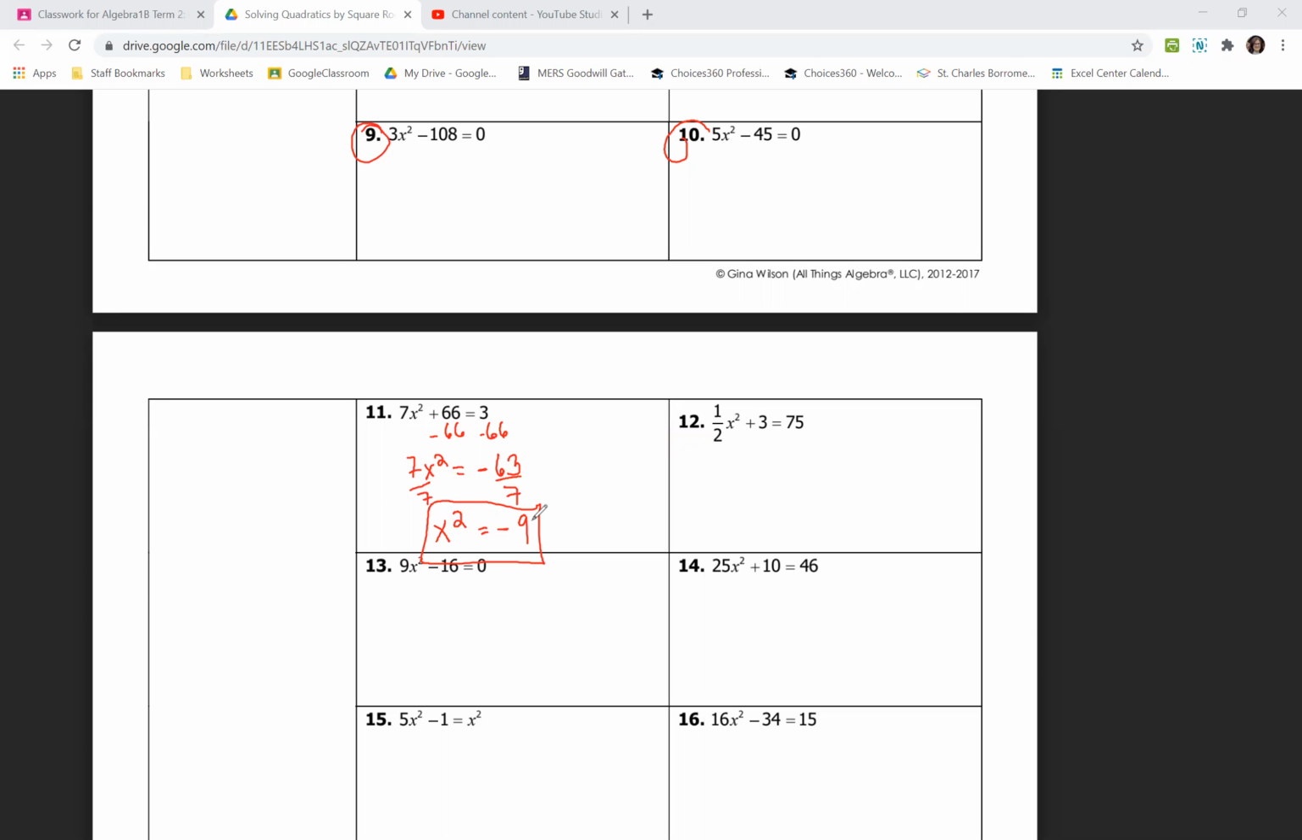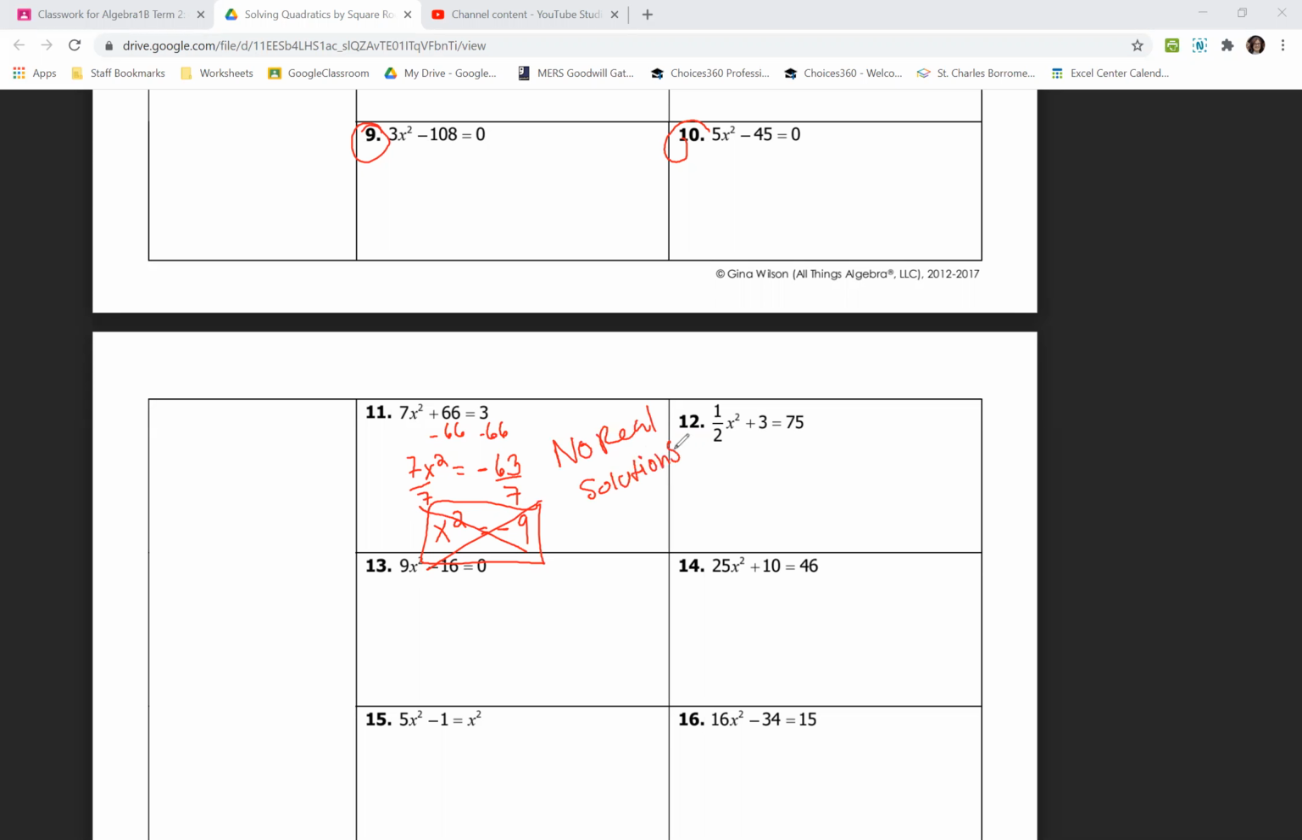If x is 3, 3 times 3 is 9, a positive 9. If x is negative 3, negative 3 times negative 3 is still a positive 9. So this equation does not make sense, okay? So there are no real solutions.